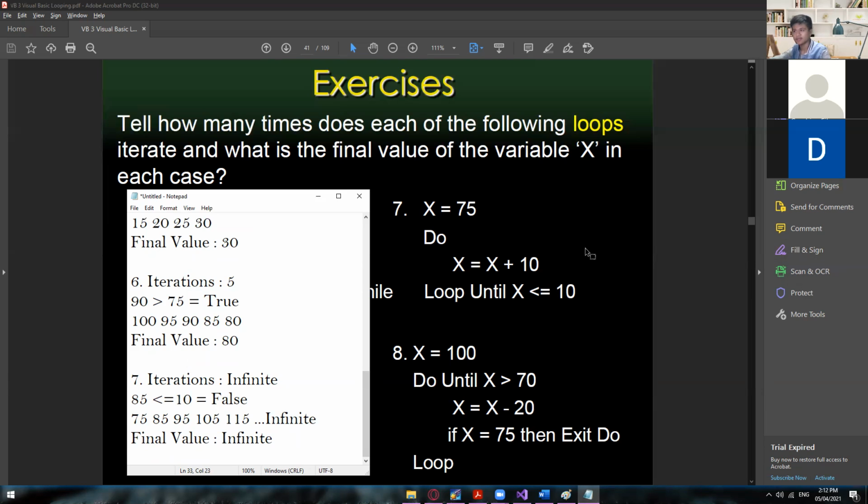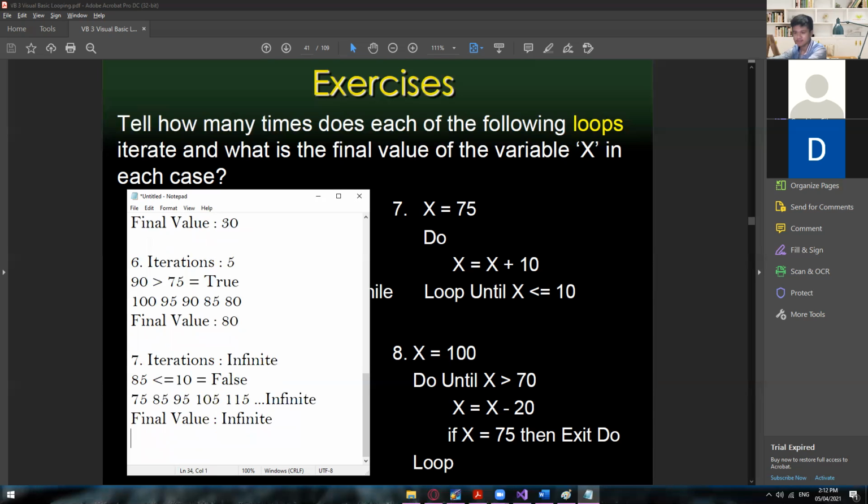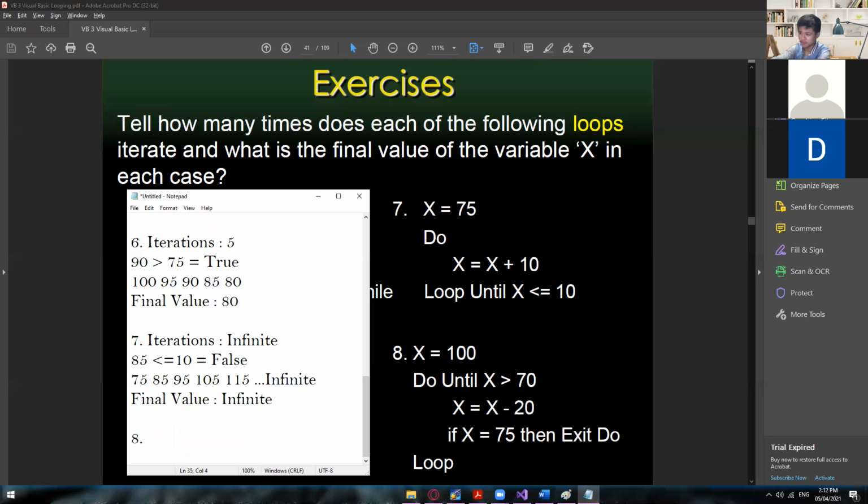So are we clear regarding number 7? Yes, sir. All right, really hope that you guys were able to follow. Anyway, let's proceed with this one.